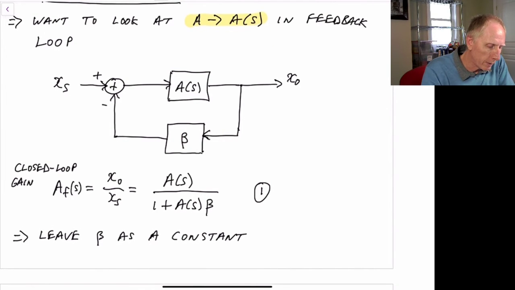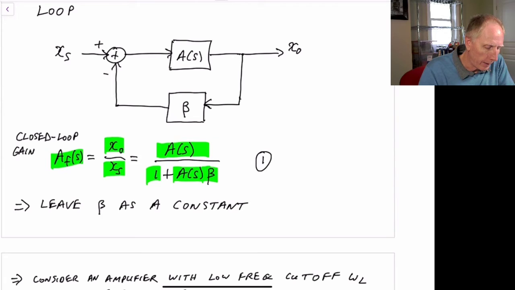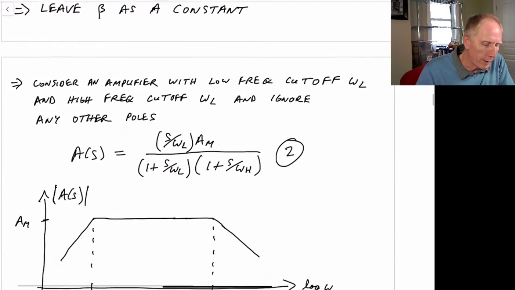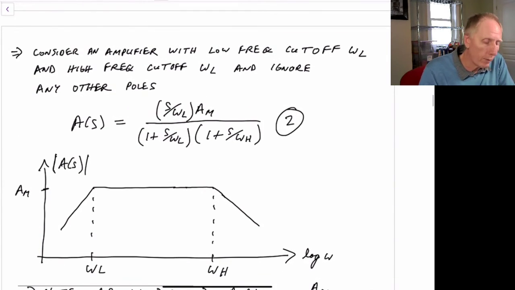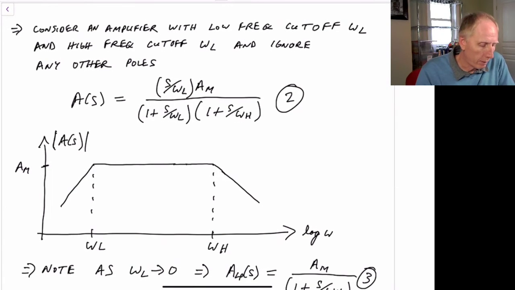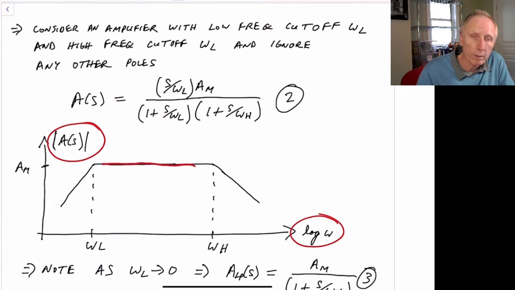So now if we rewrite our equation, we have our closed loop gain is x naught over x_s, which is now A of S divided by 1 plus A of S times beta. As I mentioned, we're going to leave beta as a constant and not change that as a function of frequency. Now, what are we going to consider for A of S? Well, we've already seen before that an amplifier often has a mid-band region over here. So this might be an amplifier A of S and plotted versus log of frequency.